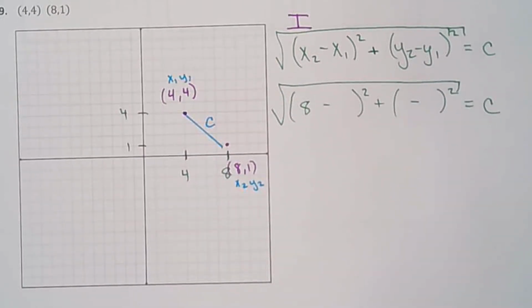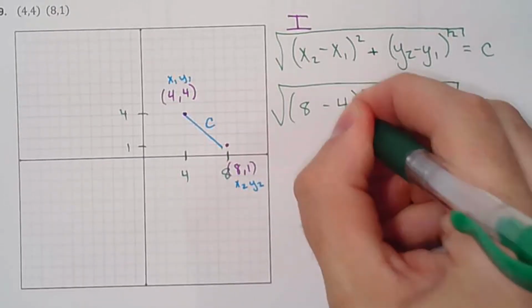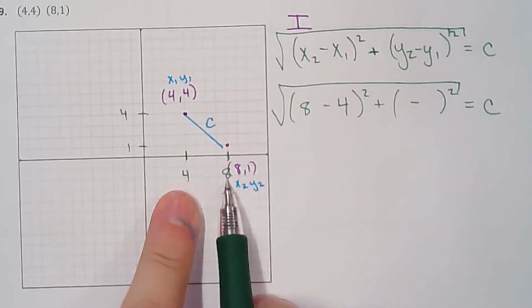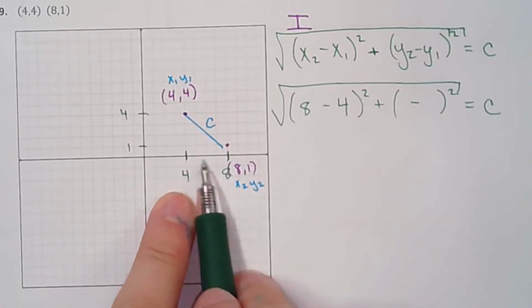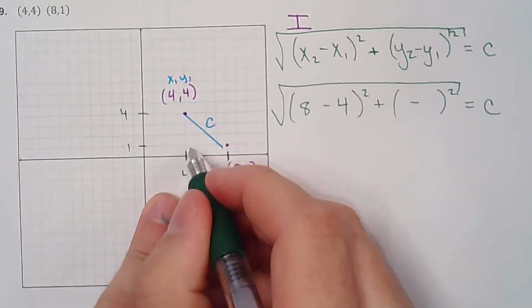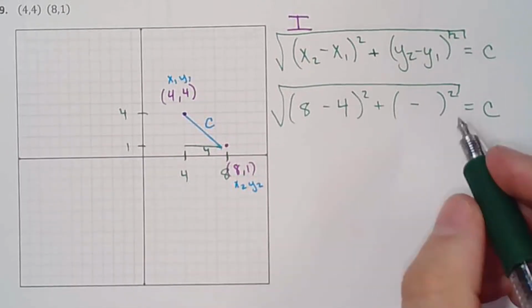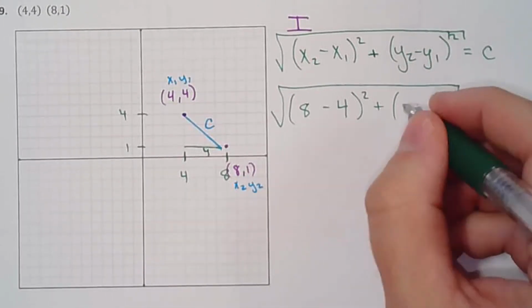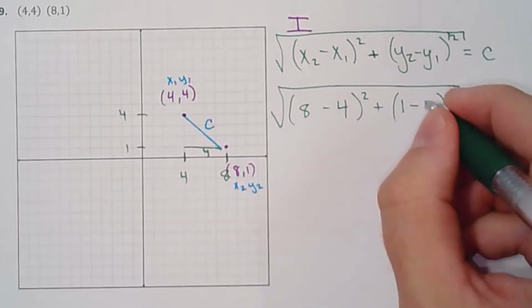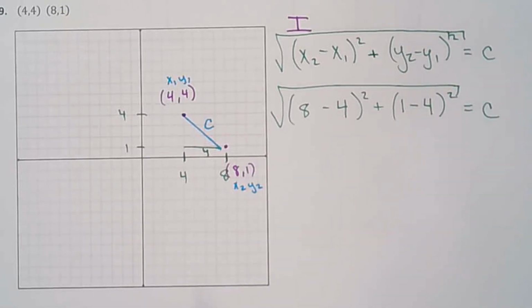What's my x1 in my diagram? 4. Guys, check it out. 8 minus 4 is the distance. Look at this, 8 minus 4. That's where it comes from. That's how the distance between these is found. This right here is 4. And then we've got y2, which is what? 1, and y1, which is 4. Don't mess up the order, okay?